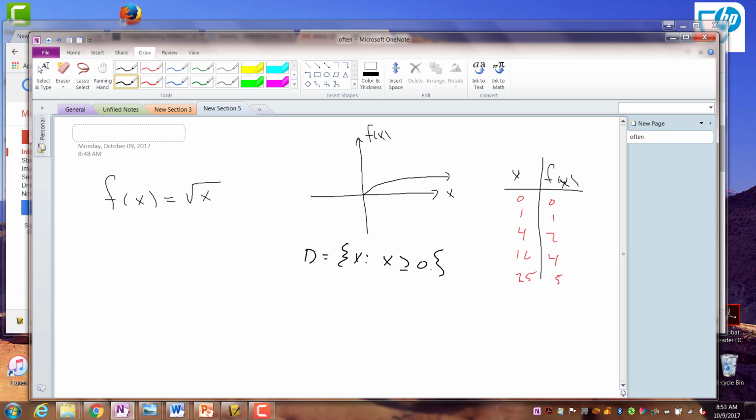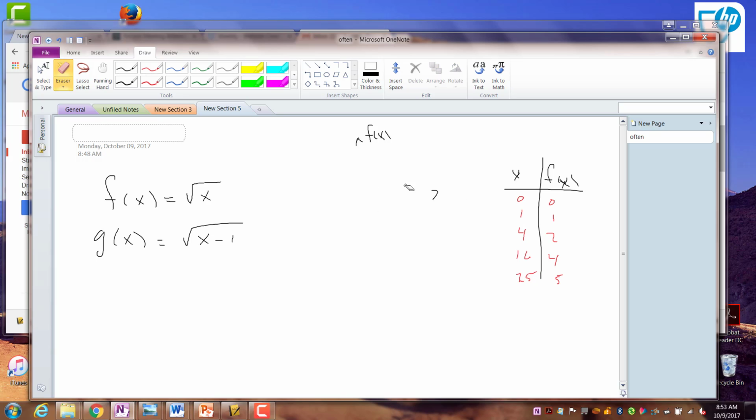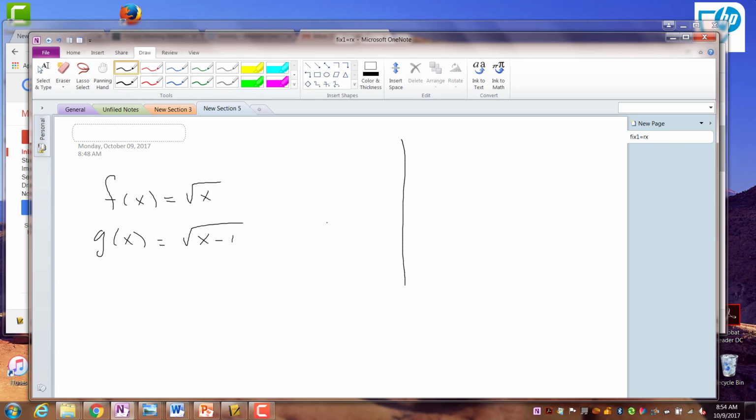Okay, so what would happen if I had another function g of x and it was equal to the root of x minus 1? What would that look like? Well, we just saw a sketch of the parent function, and what I'm trying to also get you to think about is that these transformations are much like the one we were just talking about with the absolute value sign.